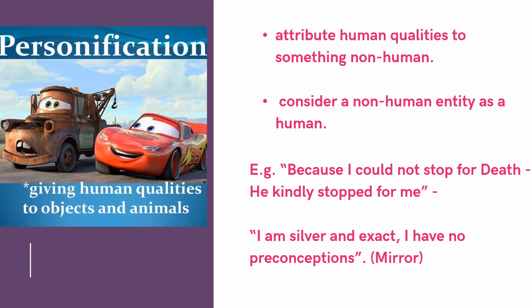Here, death is personified. The next example is taken from Sylvia Plath's poem Mirror. Here, the mirror is the speaker. I am silver and exact. I have no preconceptions. Here, the mirror is the speaker, and the mirror is telling about its own conceptions or its own perceptions. I am, so here I means mirror. Okay, so the mirror is personified here.